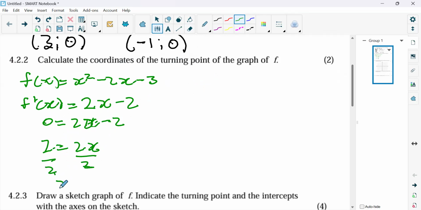So then our x is equal to 1. The question said we should calculate the coordinates of the turning point. So we're not done. We just got the x value here. Now, after getting the x value, we're going to take this value and substitute it into f of x.